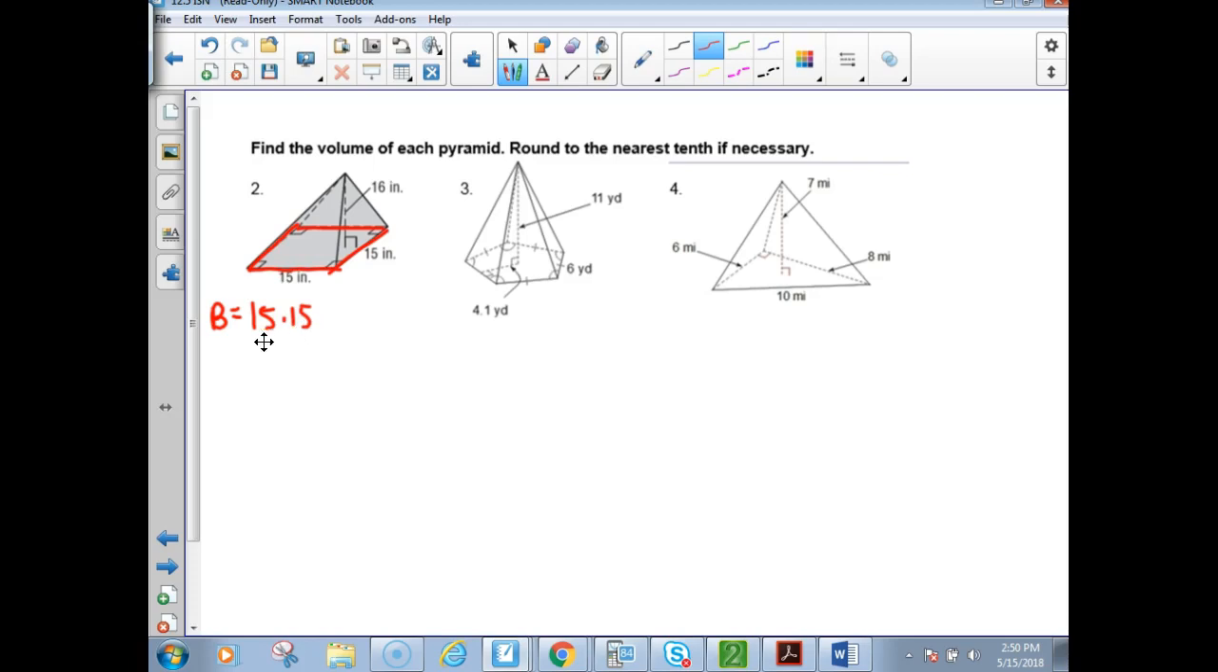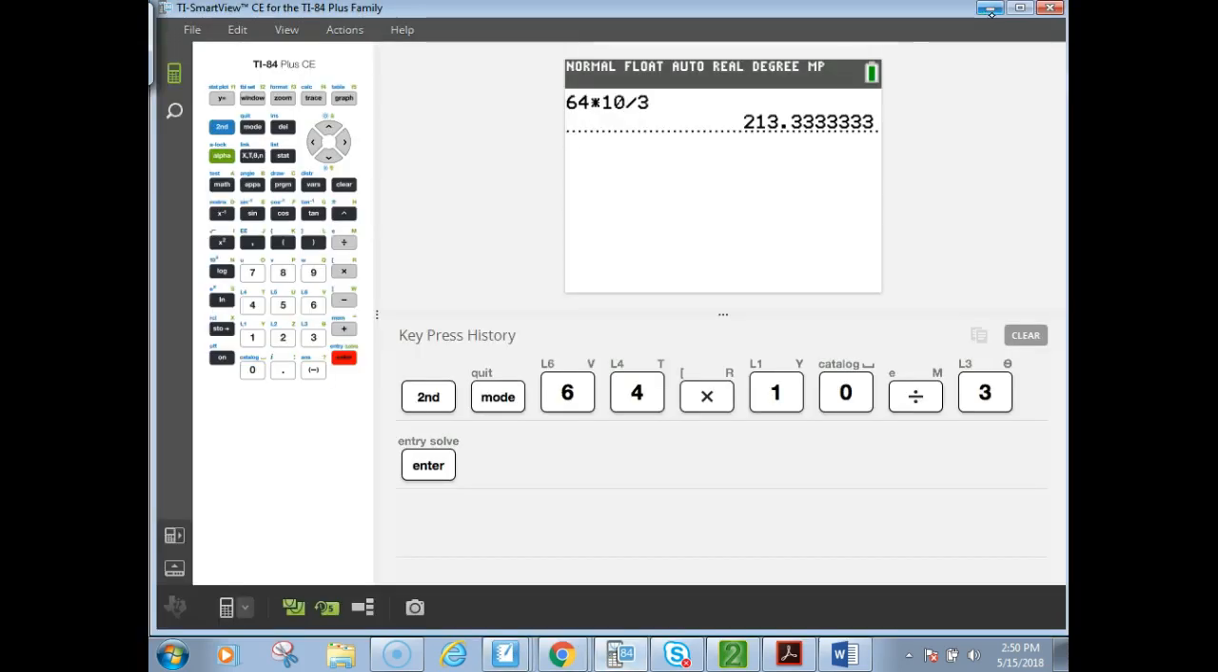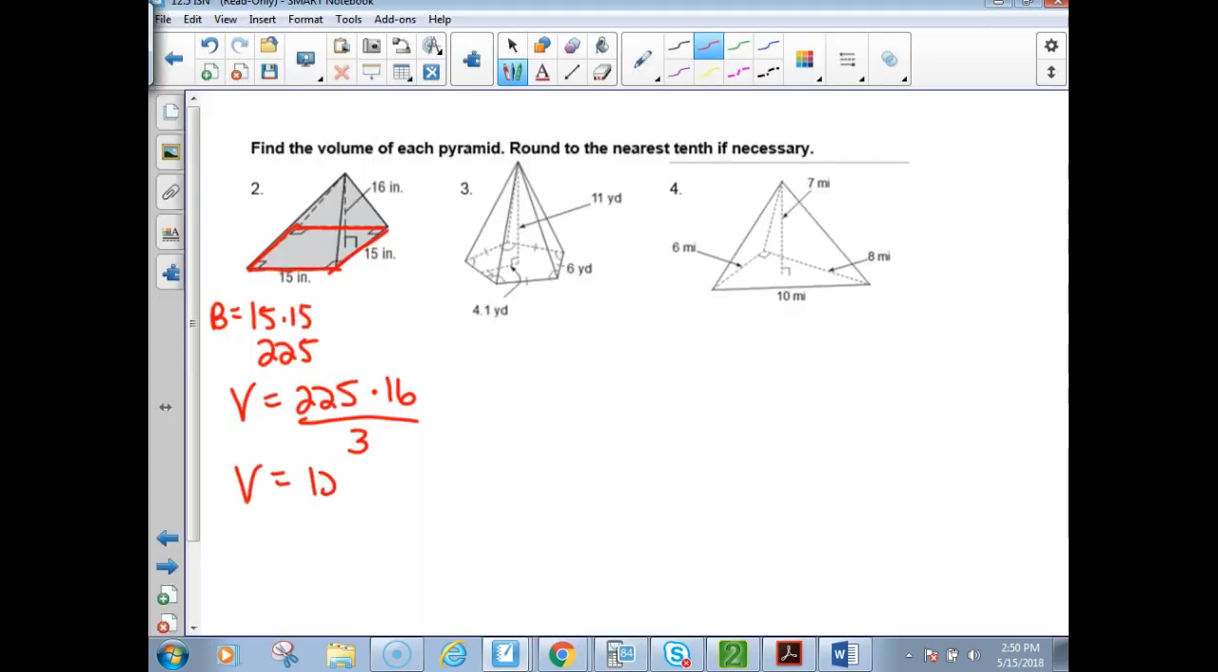All right, 15 times 15 is 225 for my base area. Now my volume, area of the base, 225 times the height, 16 divided by 3. Okay, I don't know what that is, so I'll just go ahead and type it in. You've already done, oh, good for you. You already did it. Okay, 1,200. Anybody having a problem with finding it to be 1,200?